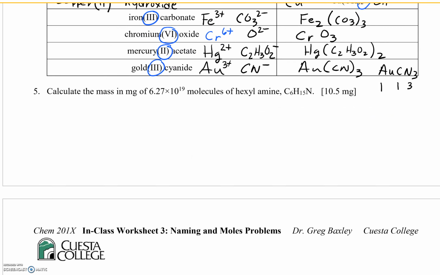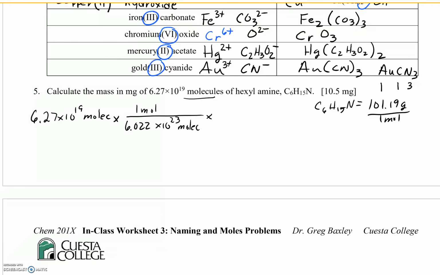Next question, calculating the mass of a certain number of molecules of hexylamine. If we're supposed to calculate mass, and we have a certain number of particles, that's probably a pretty good clue. We're going to need the molar mass of hexylamine. So I've calculated the molar mass of the hexylamine right there. We can start with the measured value, the 6.27 times 10 to the 19th molecules. In order to use the molar mass, we need to know the number of moles. We can use Avogadro's number for that.